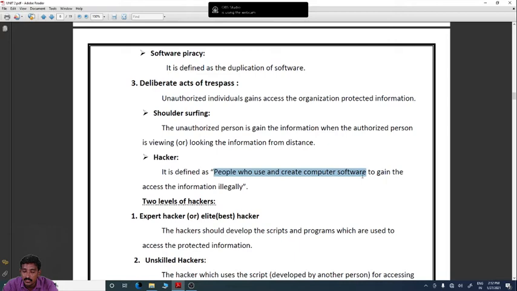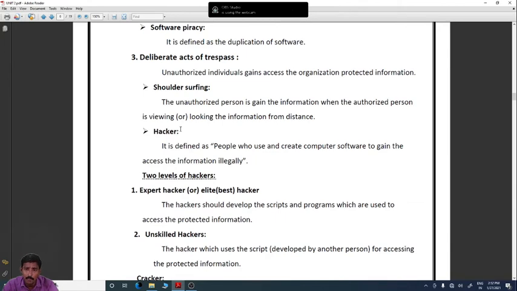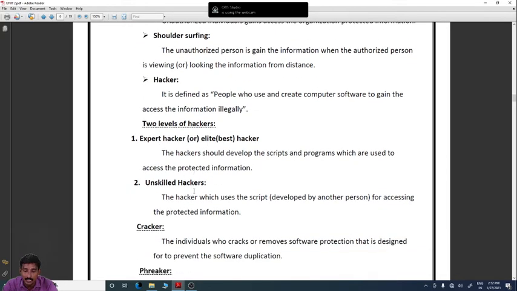And the next one is called a hacker. Hacker means that if you create computer software to gain access to information illegally, we are going to hack the information and try to use that information illegally. There are two types of hackers. One is called an expert hacker, or maybe an elite hacker. An expert hacker creates their own script file and tries to access the protected information. The next one is called an unskilled hacker. An unskilled hacker uses the script files of other persons and tries to access protected information.